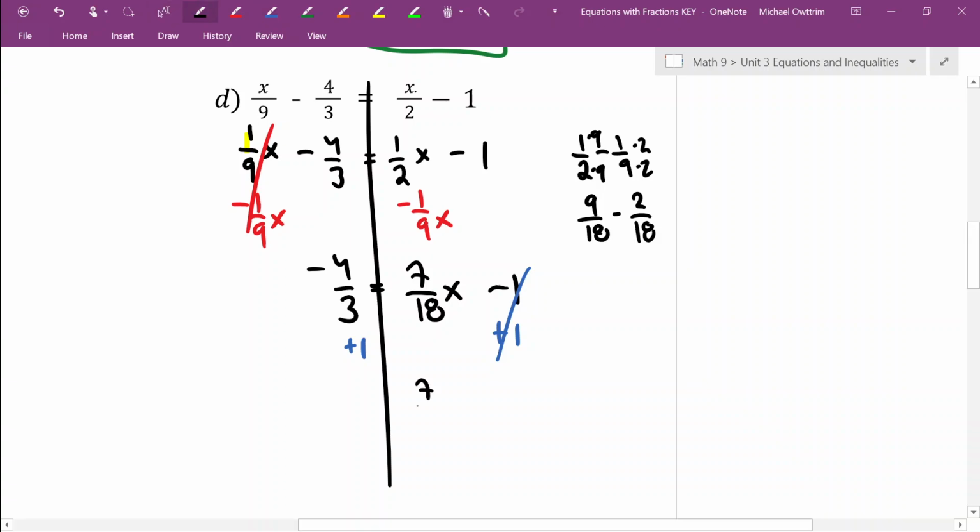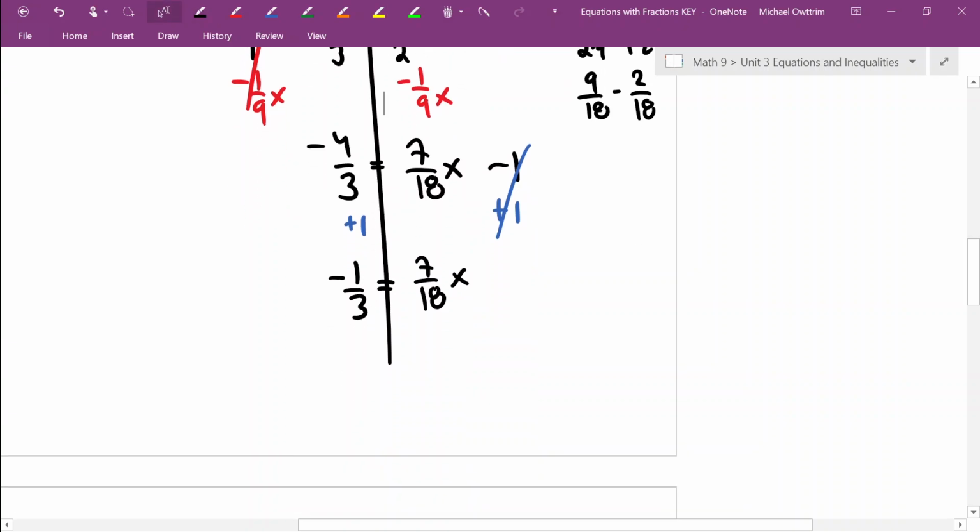We'll have our 7/18 x on the right side. On the left side, negative 4/3 plus 3/3 will be negative 1/3. Again, obviously 1 is the same as 3/3. Finishing up, we're going to go ahead and divide both sides by our 7/18. We'll have just x on the right side.